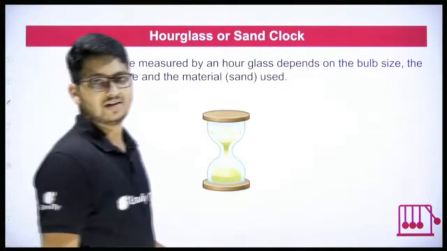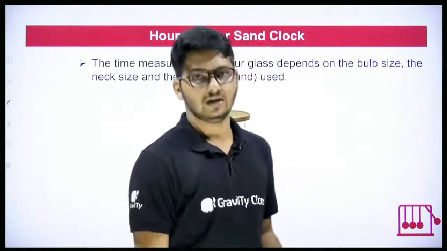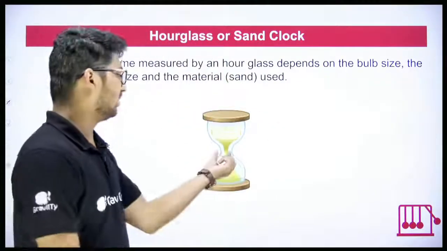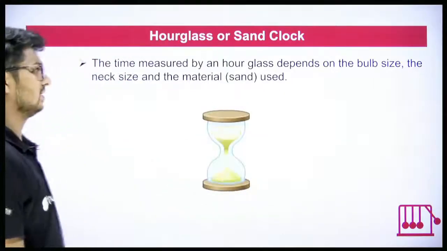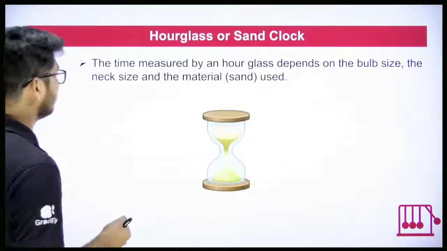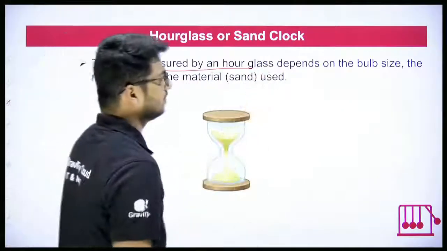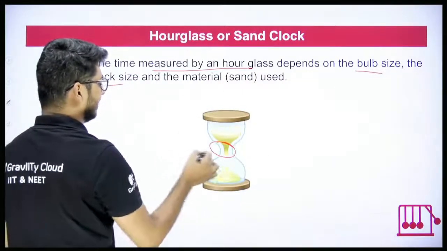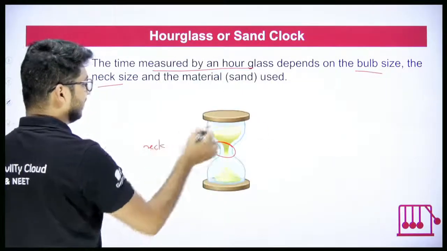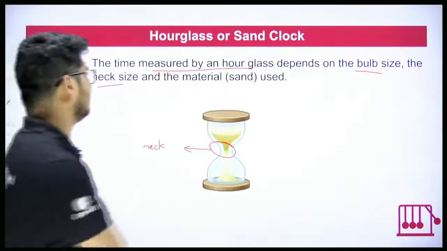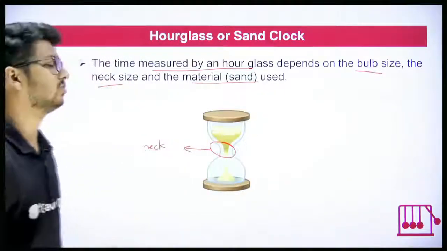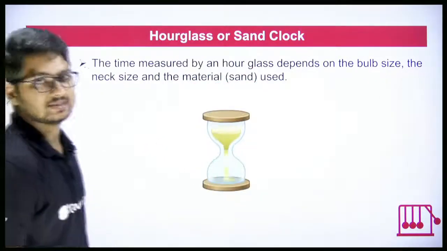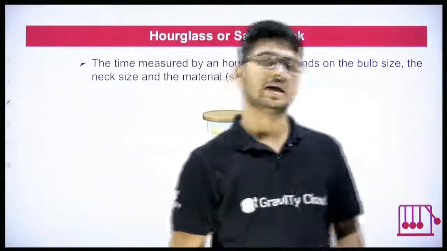Now how much time does it measure? It depends on various factors. It depends on how large the bulb is, the size of the bulb, and how thick the constriction is. Different factors, and the quality of the sand also. Right, so the time measured by an hourglass depends on the bulb size, the neck size. This is the neck. Everything else is the bulb. These two are the bulb. And the material, that is the sand used, how soft the sand is. But ultimately, what is the thing? An hourglass or a sand clock is used to measure time.